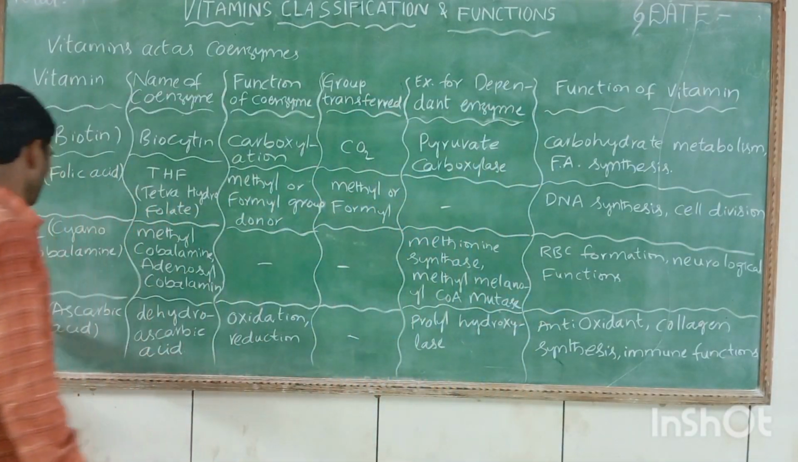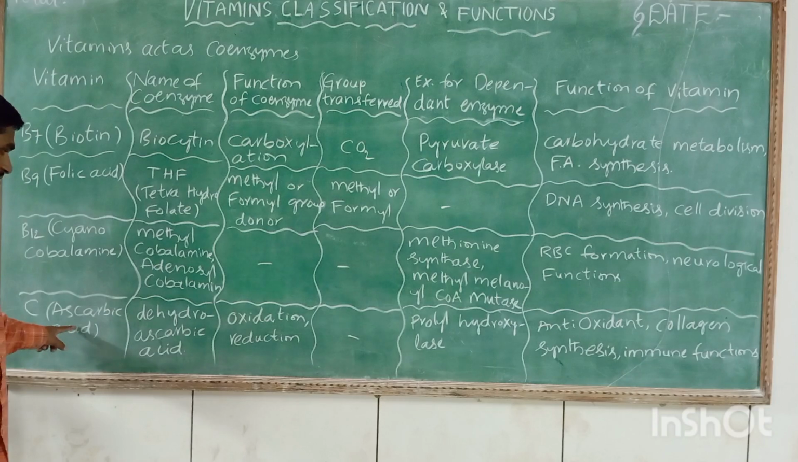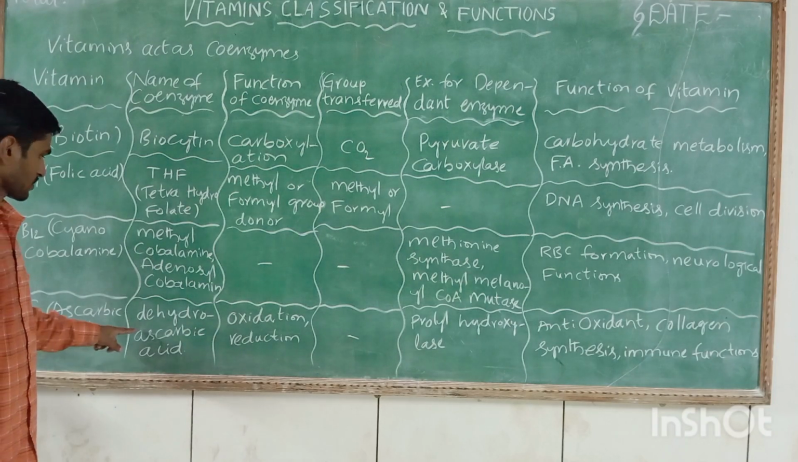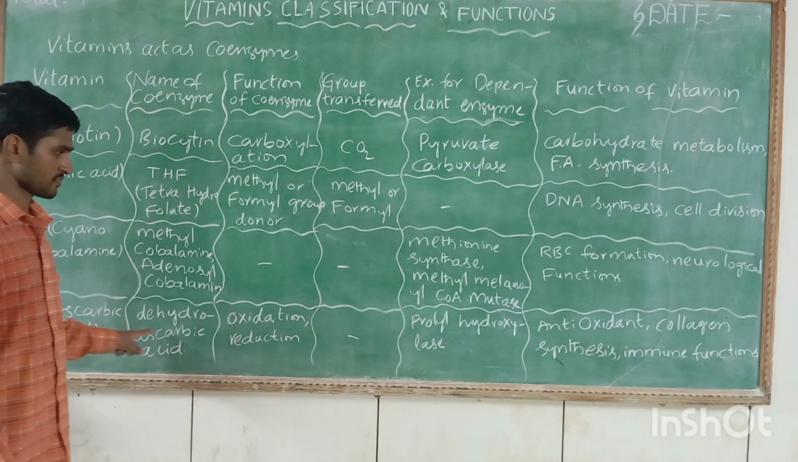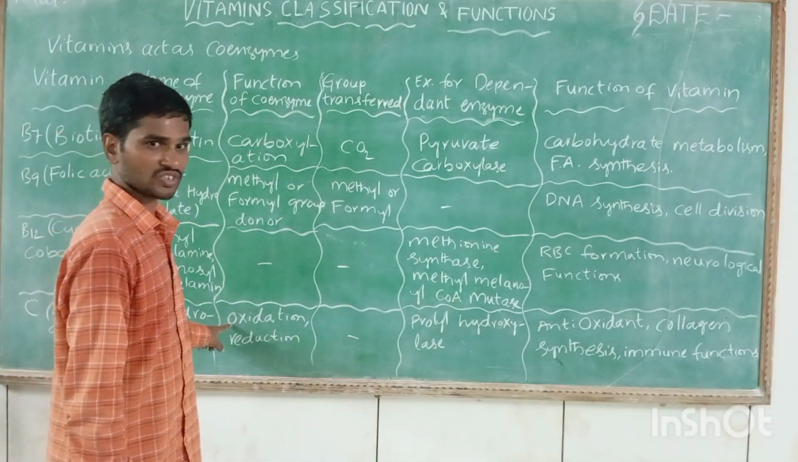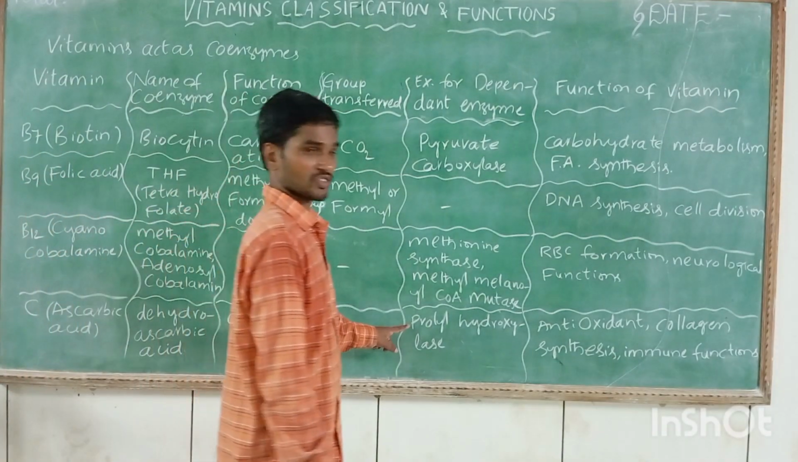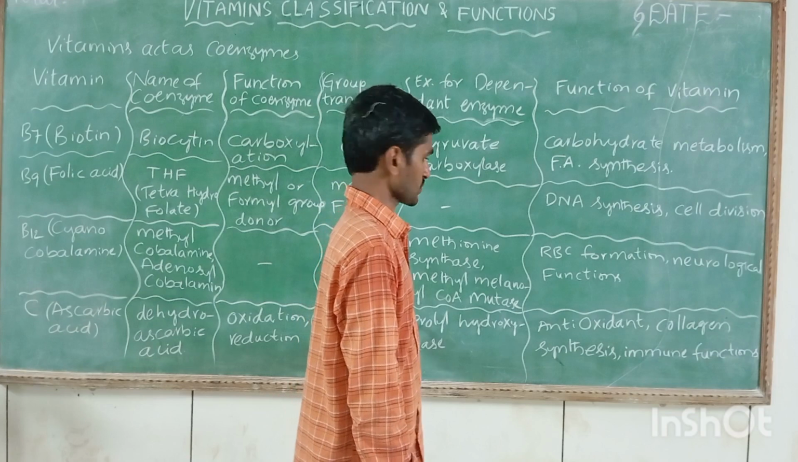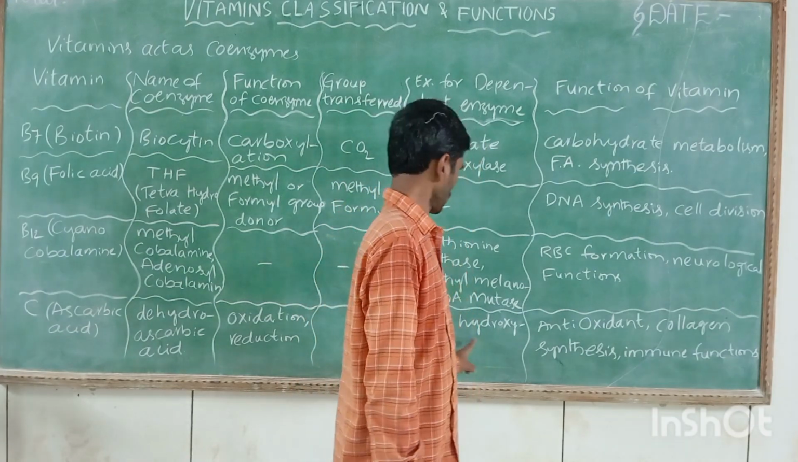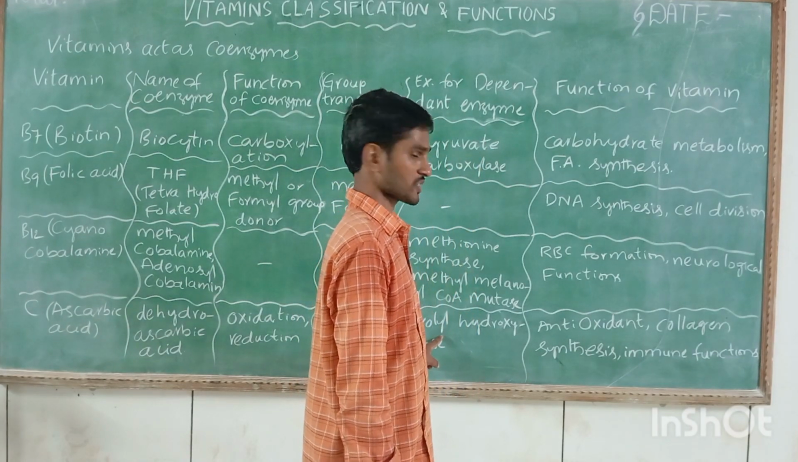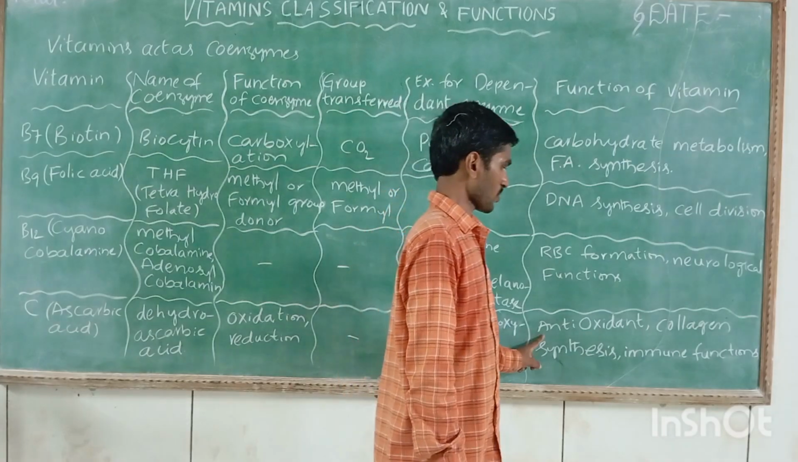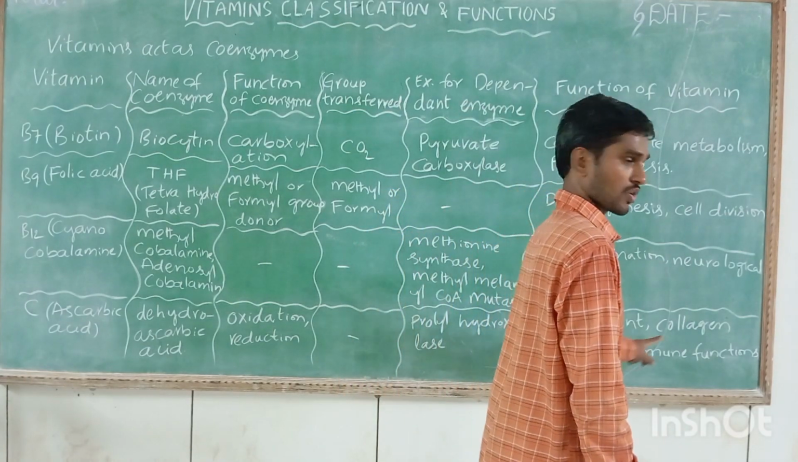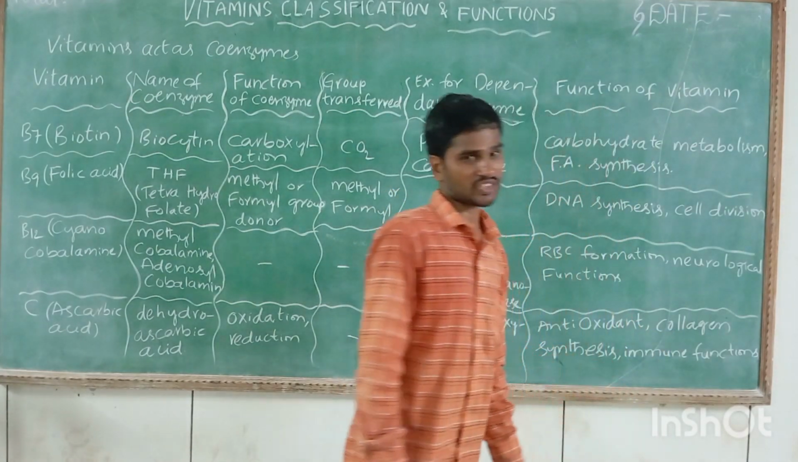Next, vitamin C is called ascorbic acid. The coenzyme reduces dehydroascorbic acid, so its function is oxidation and reduction. The dependent enzyme is prolyl hydroxylase, which, as you may know, participates in the synthesis of collagen. Its functions are antioxidant, collagen synthesis, and immune functions.